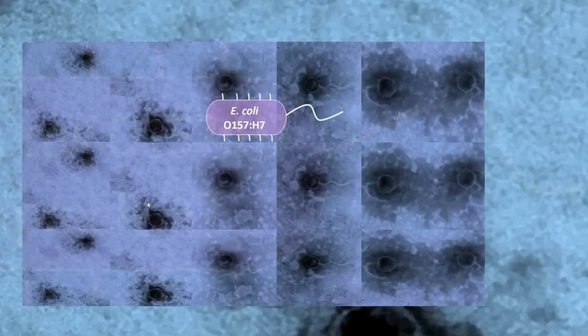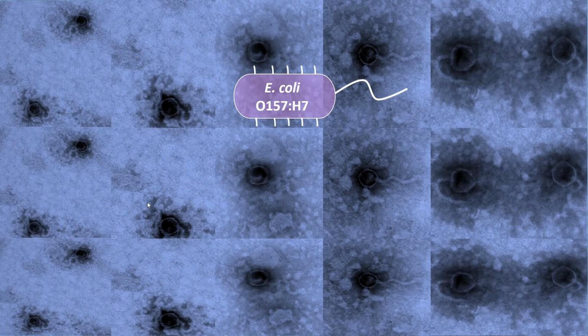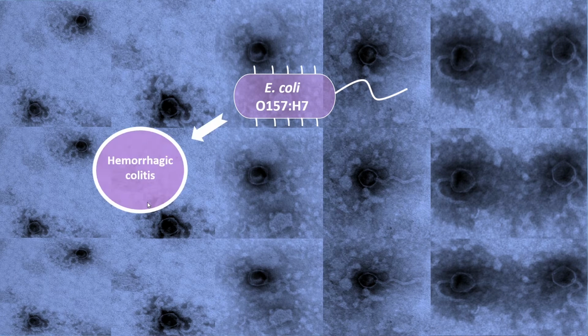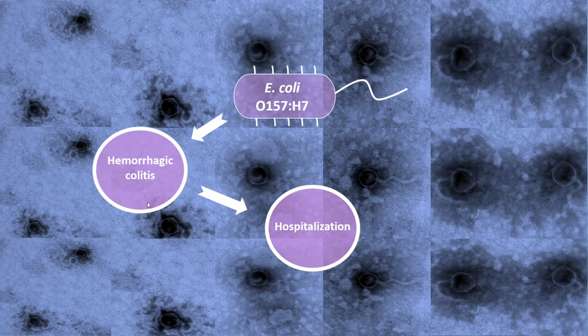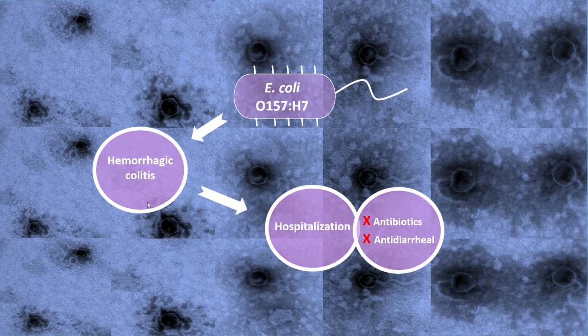E. coli O157:H7 is a famous foodborne pathogen which was responsible for many outbreaks worldwide recently, causing severe hemorrhagic colitis leading to hospitalization. Yet no antibiotics are recommended because this bacterium is full of toxin and you don't want to release these toxins into the body to worsen the case. Antidiarrheal agents are not recommended either.